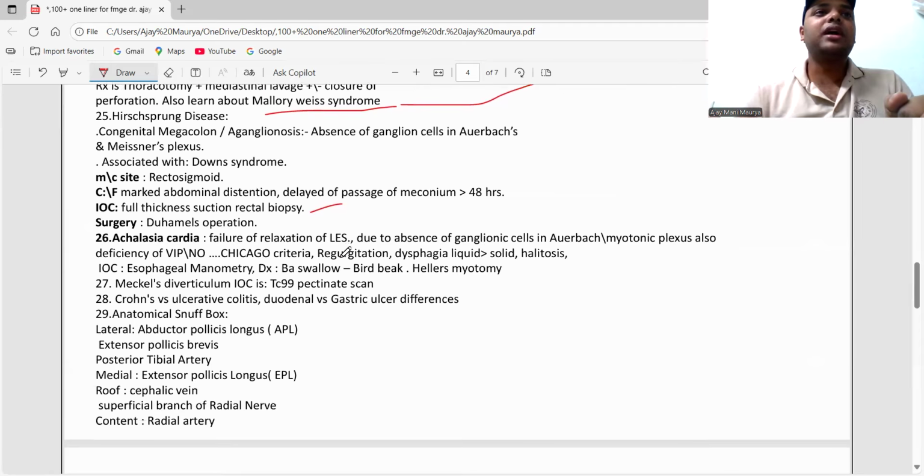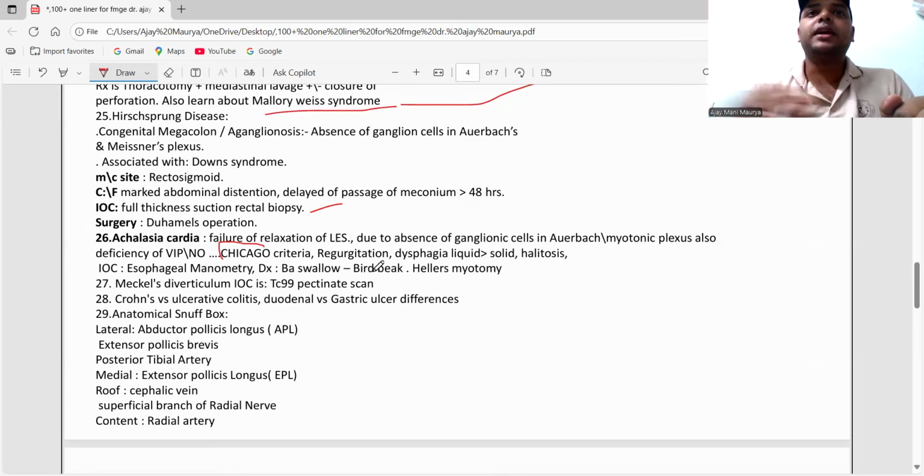Next, coming to achalasia cardia, it is the failure of relaxation of the lower esophageal sphincter due to absence of ganglionic cells in Auerbach's or myenteric plexus. Also, there is a deficiency of VIP and NO, nitric oxide. There is the Chicago criteria for the diagnosis of achalasia cardia.